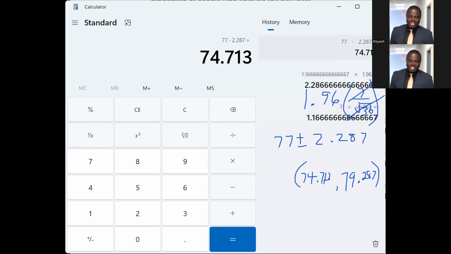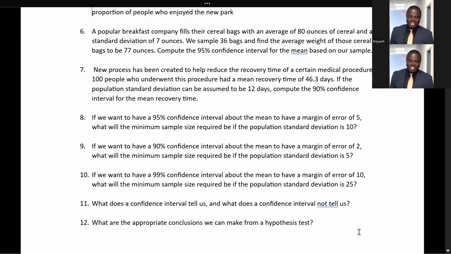Now, in problem 7, we have a similar problem, and I think I already went over that in class, so I'm going to skip that. Then I'm quickly going to go to number 10. Now, 8, 9, and 10 are all looking for the same thing: finding the minimum sample size required. I'm going to go to 10 just because we did some of these already.